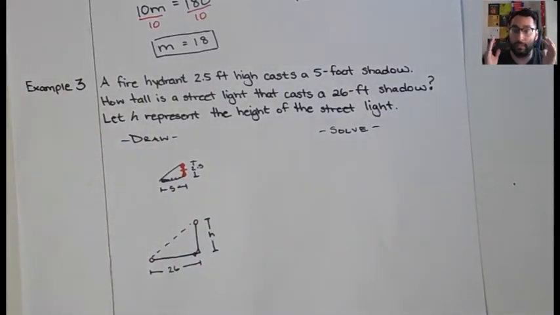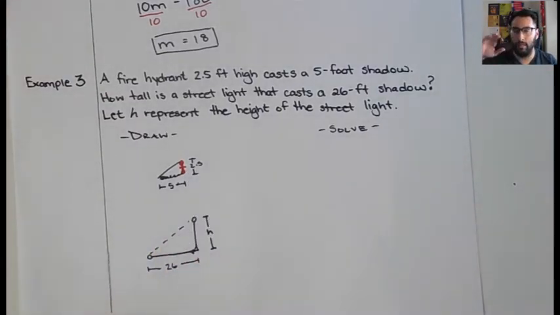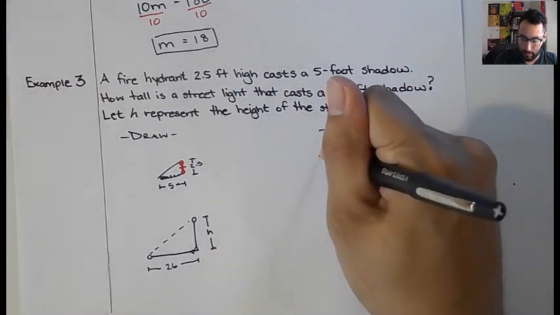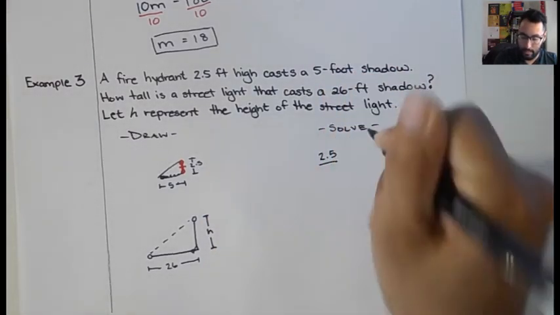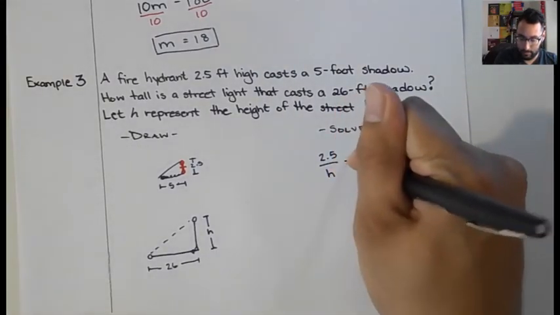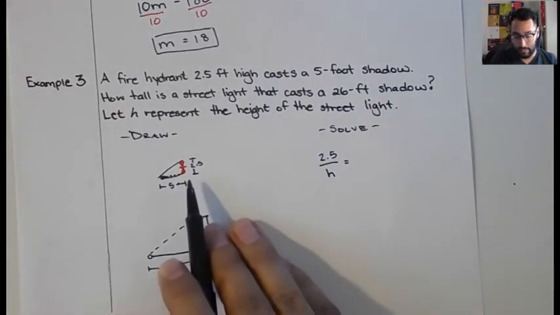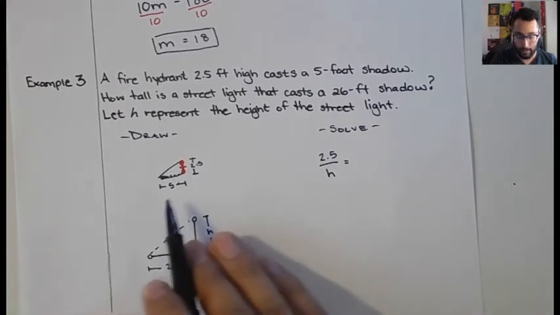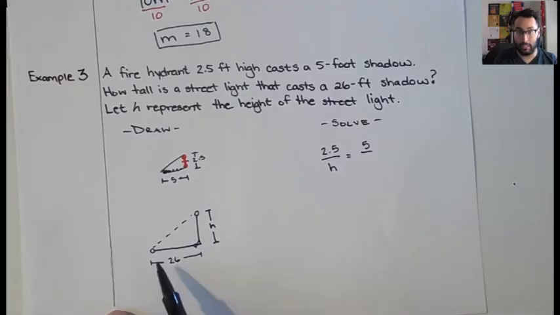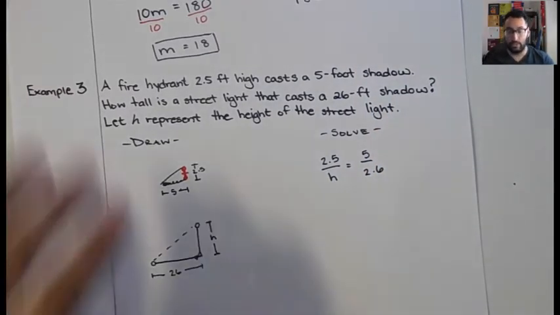All we need to do is look at the corresponding parts here. So we're going to compare the fire hydrant to the street lamp. So the fire hydrant is 2.5. And the street lamp, we don't know how tall that is, so we're going to put H. Just like the second example, this is how we're going to set it up. Let's look at the bottom parts here, the shadow part. The shadow for the fire hydrant is 5 feet. That corresponds with the shadow of the street lamp, which is 26 feet. Okay, so let's go into cross multiply.